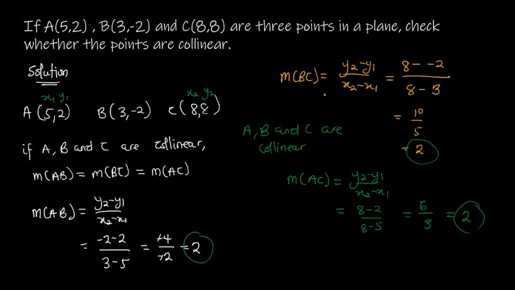So thank you so much for watching. This is how we use the slope or the gradient formula to find if 3 points are collinear points on a straight line. Now in the next video, we'll be looking at how to use the area of a triangle formula to find if 3 points are collinear or not.